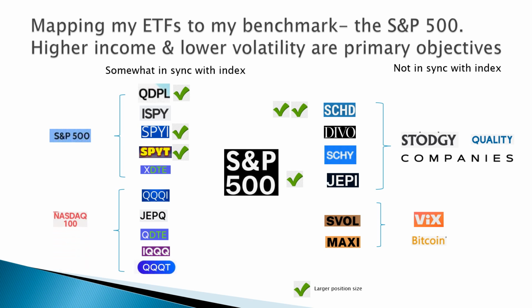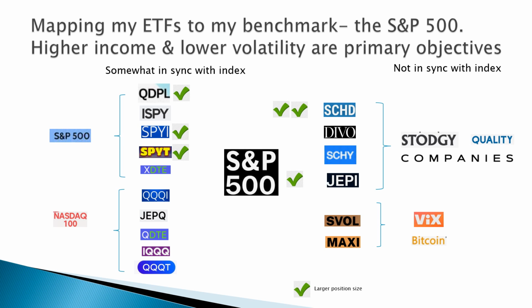Then I have NASDAQ 100 based ETFs, and many of them are just the NASDAQ 100 versions from the same companies compared to the S&P 500 ones. So where you have SPYI, you have QQQI, the same strategy but on a different index. You have QDTE, which is the NASDAQ version of XDTE, daily options. IQQQ is the daily version of ISPY, and QQQT is the call spread version of SPYT on the NASDAQ 100.